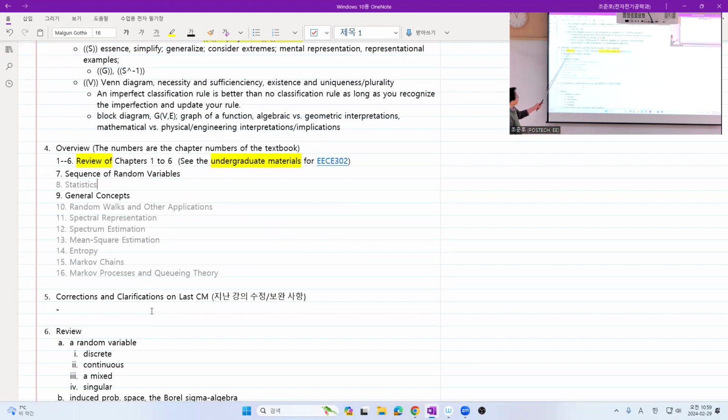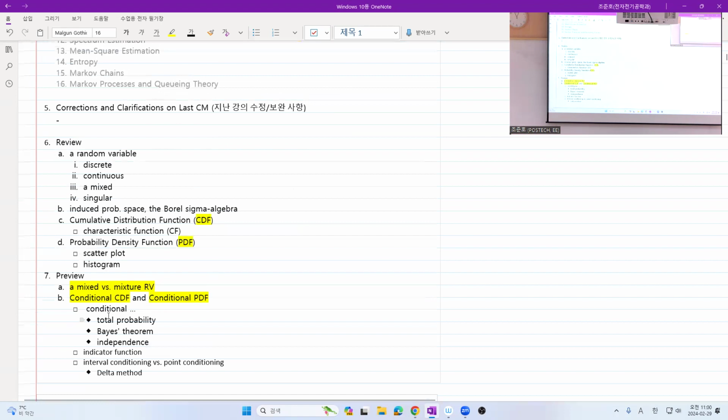We are still reviewing the undergraduate material related to probability and random variables, and probably up to 2 random variables. And then we will move to the topic of random vector and a sequence of random variables. And then we will study general concepts related to random processes and also some related important topics on random processes. I found no special corrections or clarifications on the last class meeting. And here goes the review.